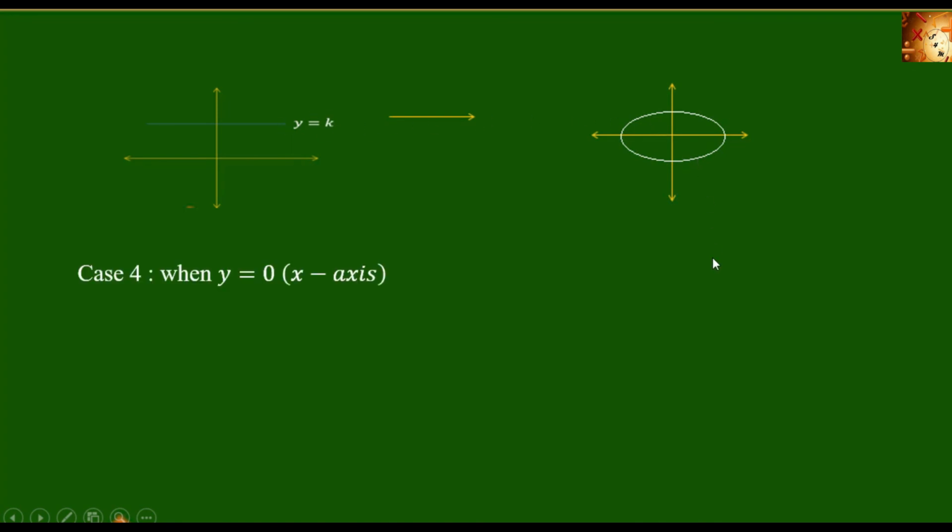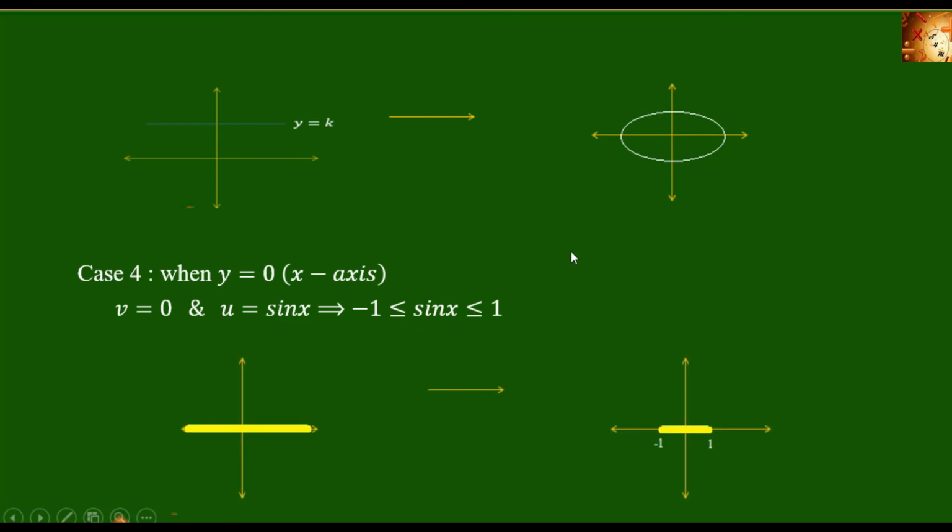Okay, next we are considering the x-axis, which means y equal to 0. So v becomes 0 and u becomes sin x. V equal to 0 means the image will be on the u axis. Next, what is u? U is sin x. Sin x lies between minus 1 to 1. So y equal to 0, meaning the x-axis, is mapped onto a portion of the u-axis between minus 1 to 1. This is the image. This is the nature of the conformal mapping W equal to sin Z.